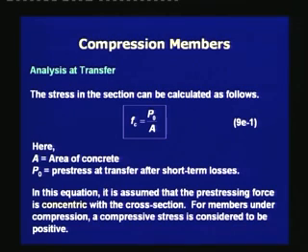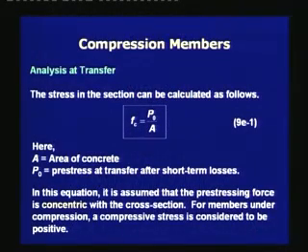Here A is the area of concrete and P0 is prestress at transfer after short-term losses. Thus, after the concrete is cast and then the prestressing is transferred to the member, we find that the stress in the member is compressive and it is uniform, since the prestressing is concentric, and this compression is given as the prestress at transfer, which is P0, divided by the area of the concrete, which is A. In this equation, it is assumed that the prestressing force is concentric with the cross section.